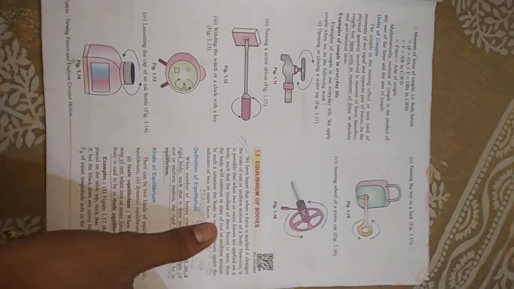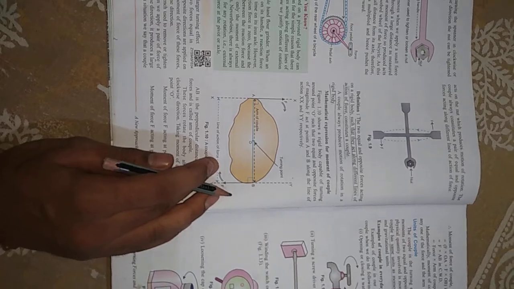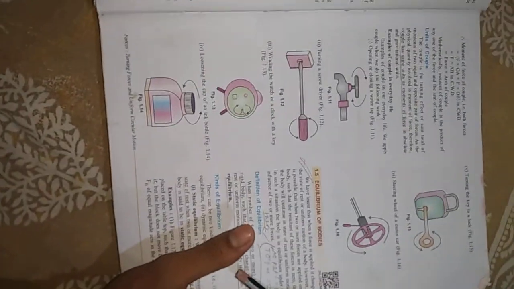Then the next topic is couple. What is couple? And the example based on couple. See, first definition, first example is the opening or closing of a water tap. What is the unit of couple? The unit of couple is same as the moment of force, and the examples. These examples are also there for the syllabus.